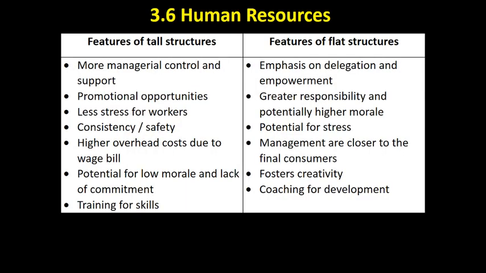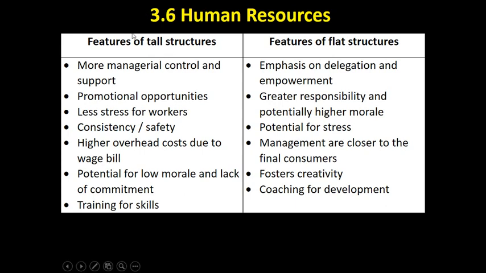Okay, so the features of a tall structure. So we've got a lot of layers in this structure, and each manager has a relatively small team of people reporting to them, a narrow span of control. So what are the features of that? Well, it should lead to more managerial control and support because we've got relatively small teams. Each manager is only managing a small team of people. Those people within the team can easily access their manager, ask for support if they need it.